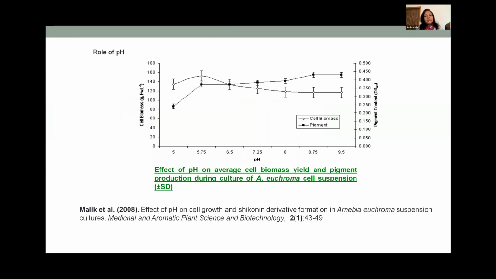Another experiment was to check the role of pH. We used different pH and found that as the pH increases, the shikonin production increases, but there is one point at 6.5 where, if we keep our cultures at this pH, we can find the optimum growth as well as the pigment production within the one flask.